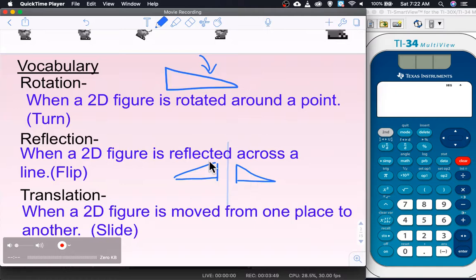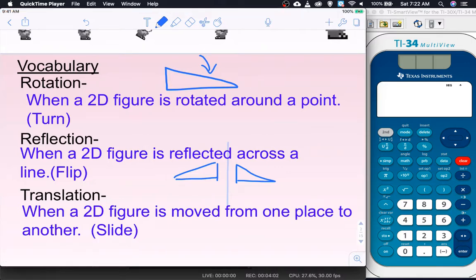You can flip across the y-axis. You can flip across the x-axis. You can even flip across other lines like x equals 1 and y equals 10, and even weird lines like y equals x. Those are all possible reflections, but it is just a flipping over the line.